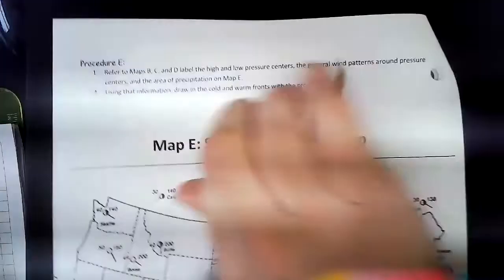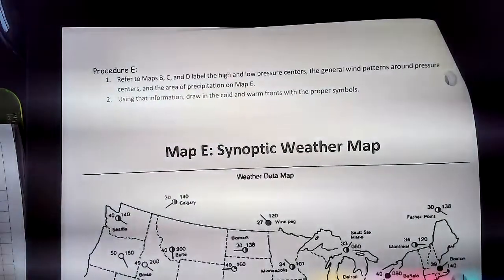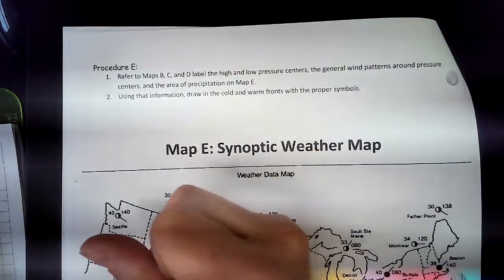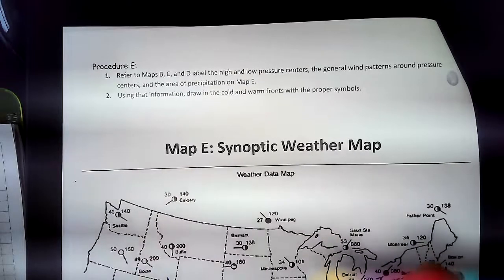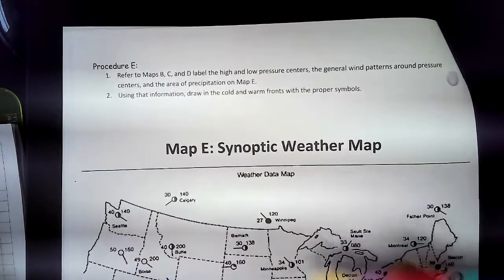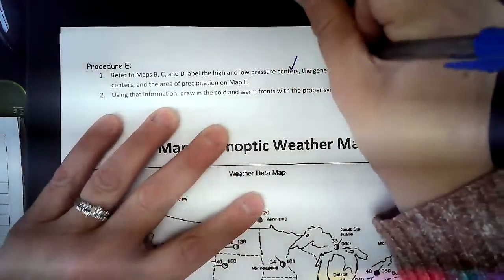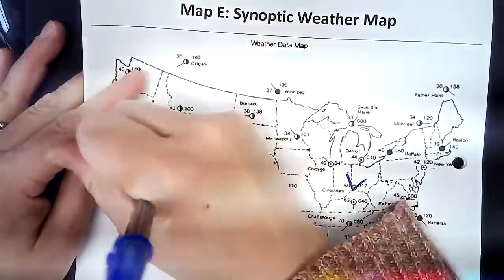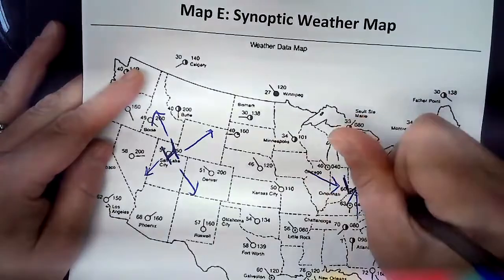Again, we have to read, it says refer to maps B, C, and A and label the high and the low pressure center. So we can do that right off of map B. So you're going to label the high pressure, which was right here in Salt Lake City. And you're going to label the low pressure, which was right here in Cincinnati. Then the general winds. Those were those 4 arrows we saw coming out of the high. So you're going to add those 4 sets of arrows. And then the 4 sets of arrows blowing into the low.